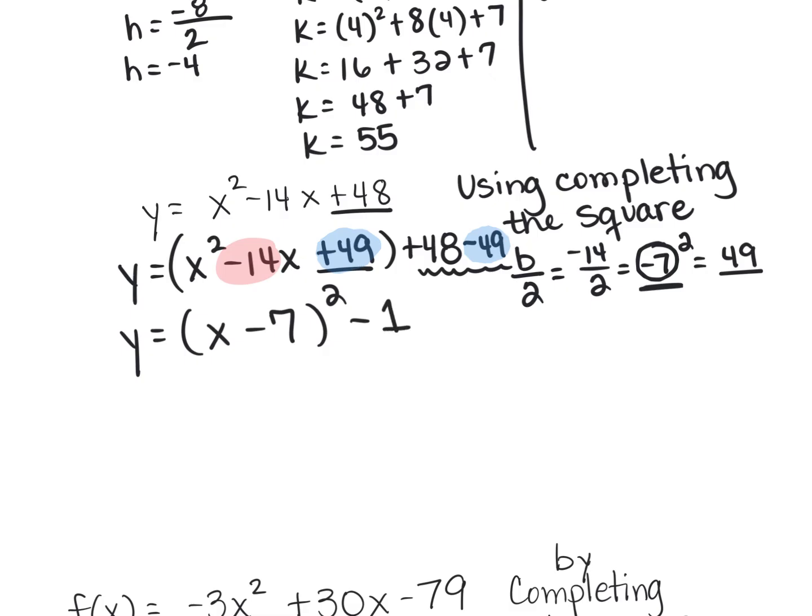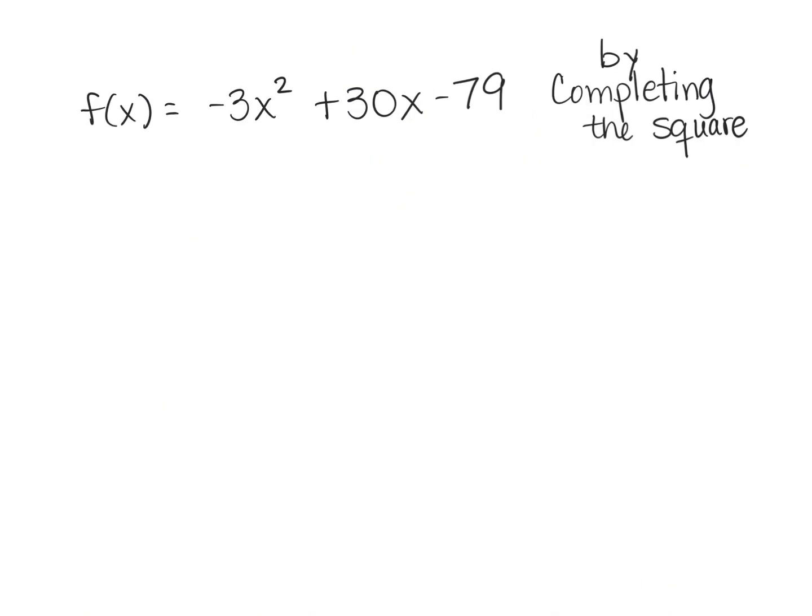If at this point it asks you what your vertex is, you can very clearly see that this is x minus h quantity squared plus k. So we have it in vertex form. So my vertex is, of course, (h, k). My h is the number 7. My k is the number negative 1. So that would be my vertex if it asks for that. So when your leading coefficient is 1, completing the square is a little less complicated.